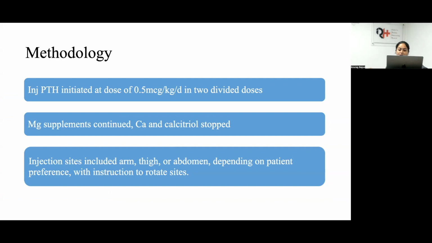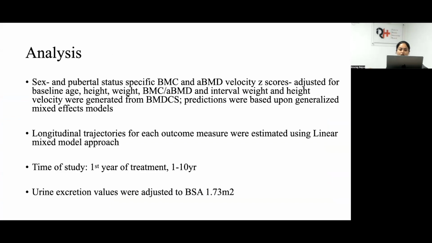Injection sites included arm, thigh, and abdomen, and the patients were advised to rotate sites. As for the analysis, sex and pubertal status specific bone mineral content and areal bone mineral density velocity Z scores, adjusted for baseline age, height, weight, and similarly for interval weight and height, were generated from the BMDCS, and predictions were based upon generalized mixed effect models.